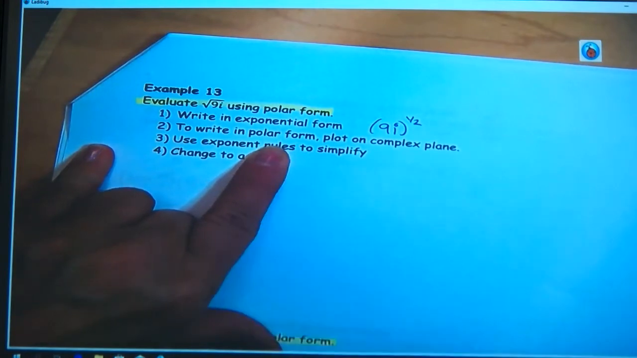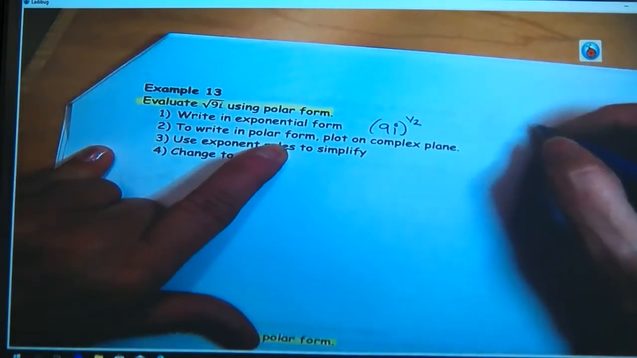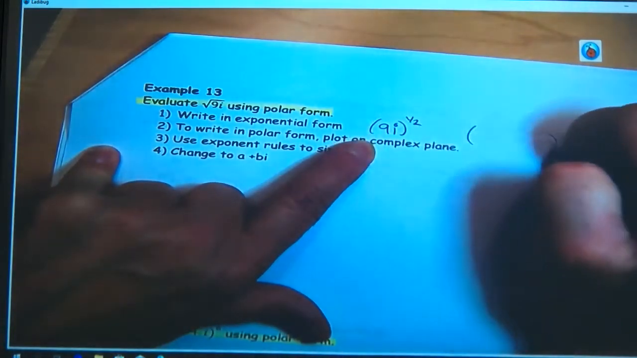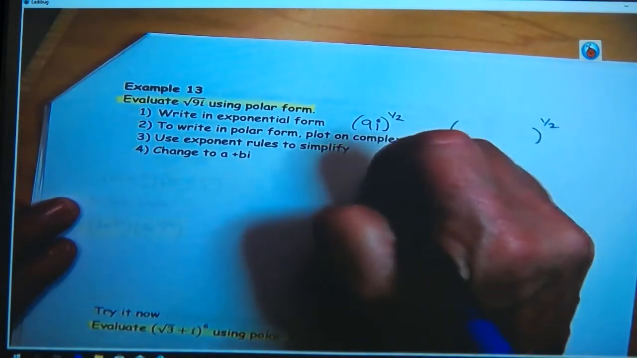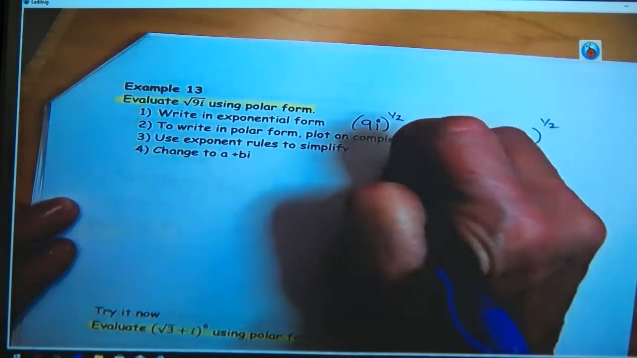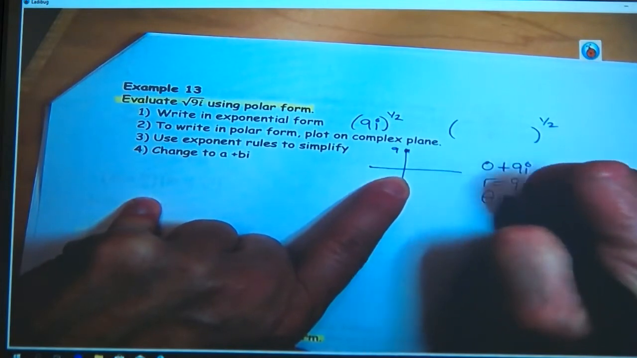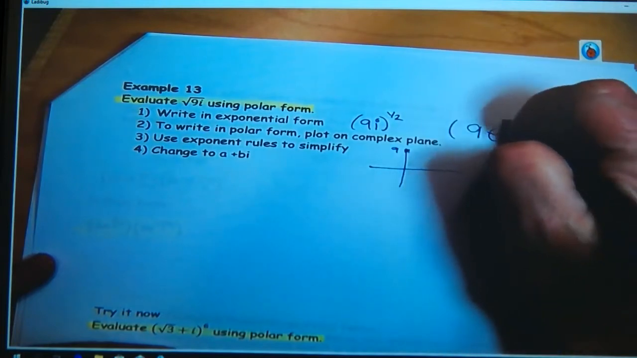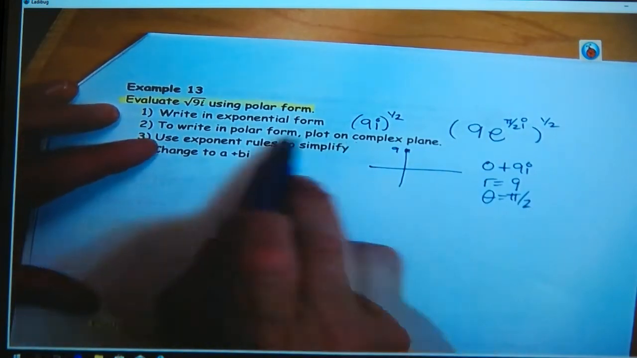For polar form, we need an r and we need a theta. Remember, we're just doing the 9i, and then we'll put that to the 1/2 power. So 9i, I'm going to just graph that real quick. 9i is really the same as 0 plus 9i, so that's up here. And that looks like my r is going to be 9, and my theta is going to be pi over 2. So we can just write 9e to the pi over 2i, and then we'll take that to the 1/2 power. Okay, so we plotted it.